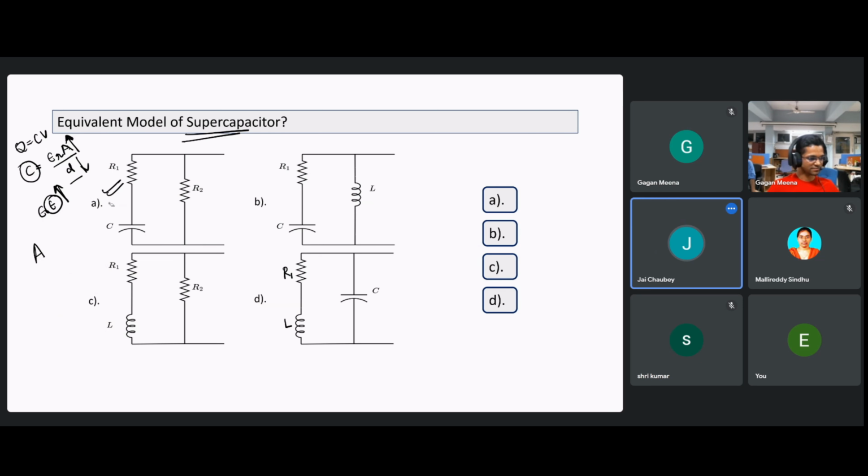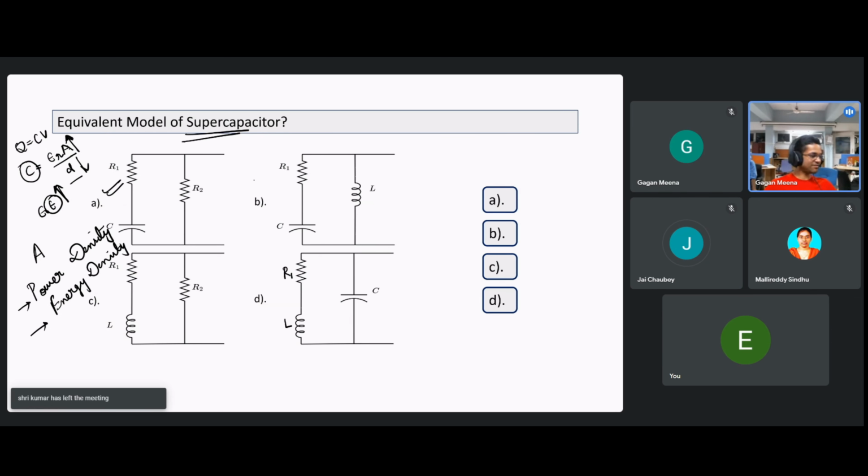So then, a capacitor has a very high power density, so it can provide quick power for very short duration. But yes, low energy density. That is true. So we cannot provide power for a long duration. That is why for applications like coping with transients or providing primary frequency regulation, we can use a capacitor or supercapacitor.